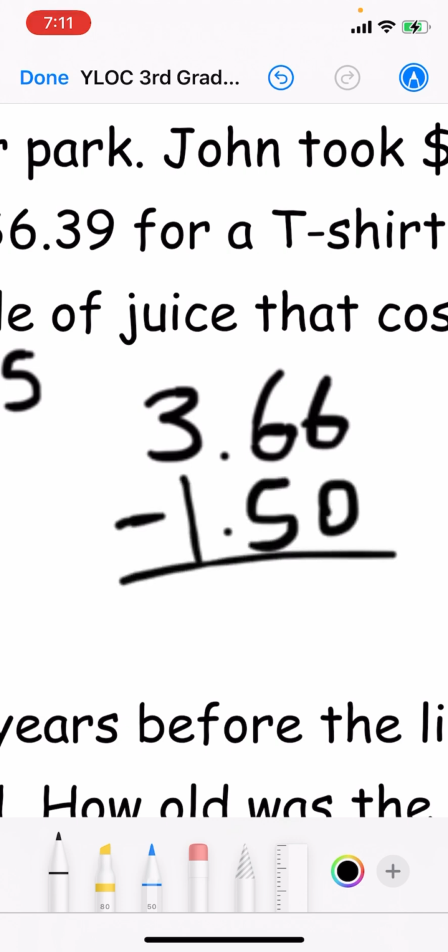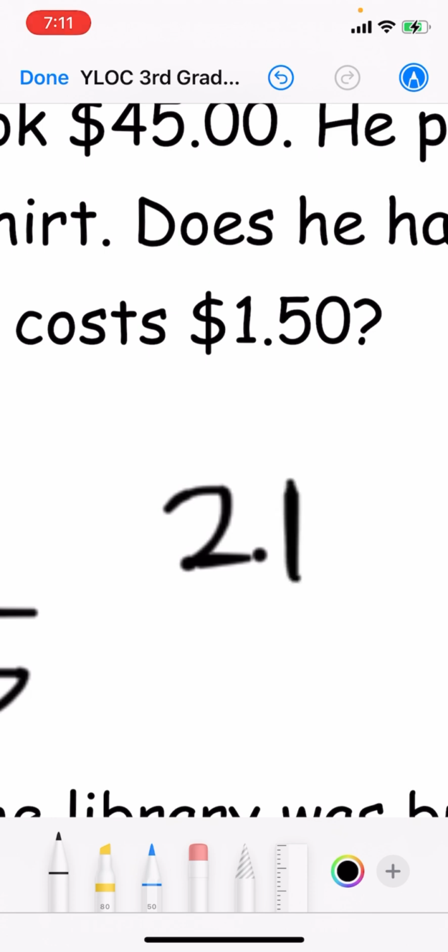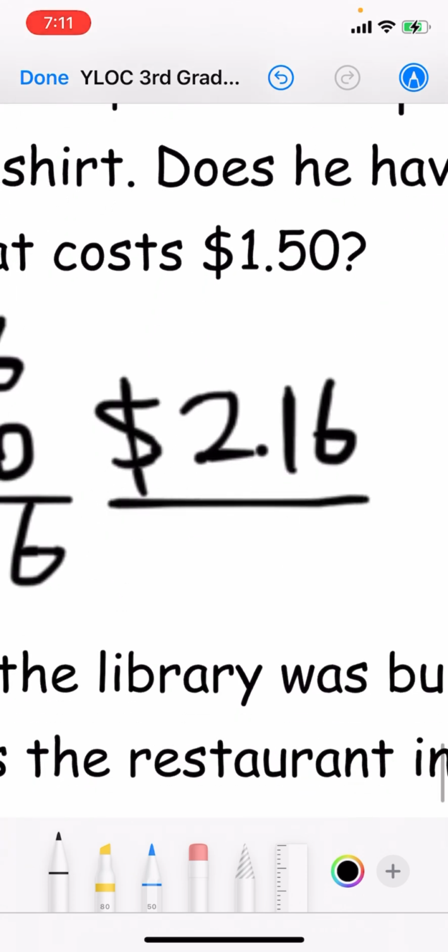So 6 minus 0 is 6, 6 minus 5 is 1, 3 minus 1 is 2. So he has $2.16 left even after buying the juice. So he has enough money to buy the juice.